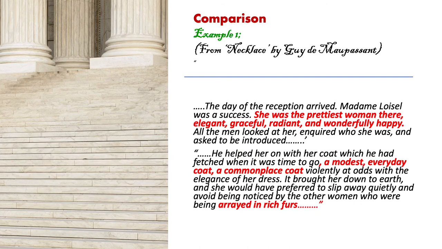In The Necklace, Guy de Maupassant highlights Mathilde's appearance by using superlative adjectives such as prettiest, elegant, graceful, radiant, and wonderfully happy. And then when she starts leaving the place, her embarrassment to wear a modest, everyday, commonplace coat is contrasted with a rich fur coat that symbolizes what she fantasizes to have in her dreamy, ecstatic moment.